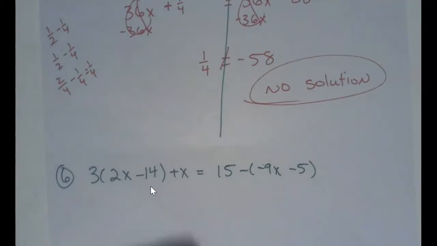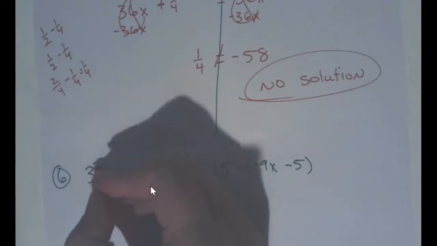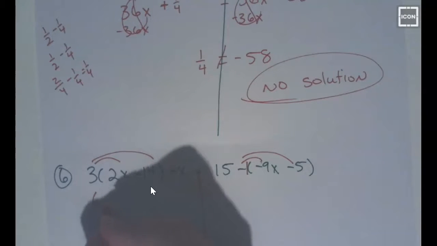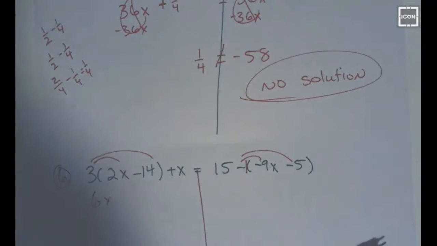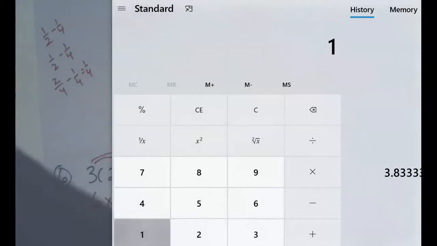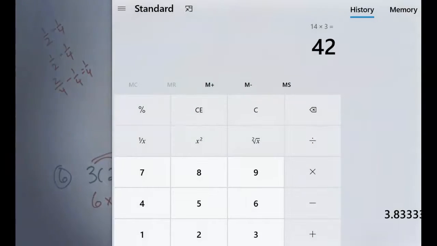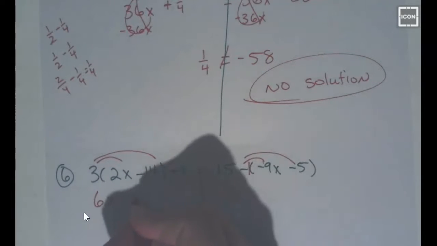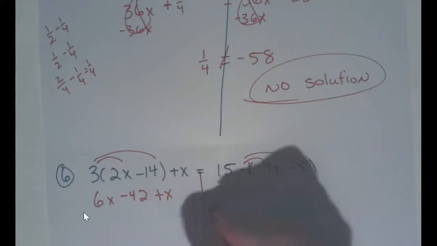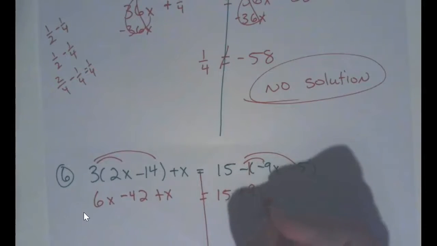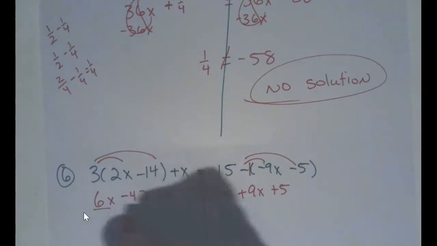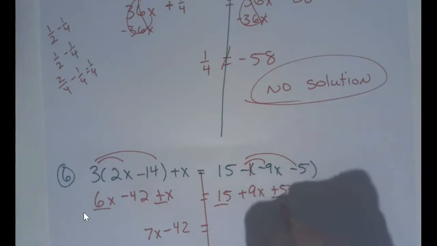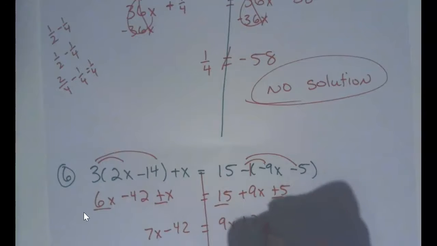Moving on to number 6. Looks like we need to distribute. This is negative 1. So I have 6x, 3/14. That might be a good use of our calculator. It's not that I couldn't do that. It's that we just want to use our time wisely. Okay, 15 plus 9x plus 5. Combine like terms. 15 and 5 make 20.